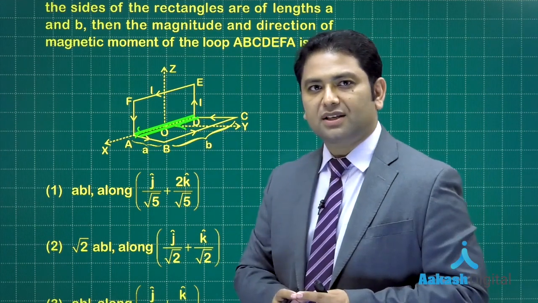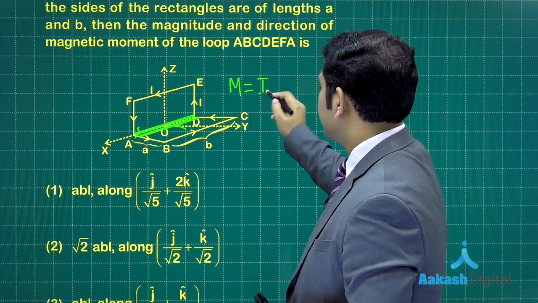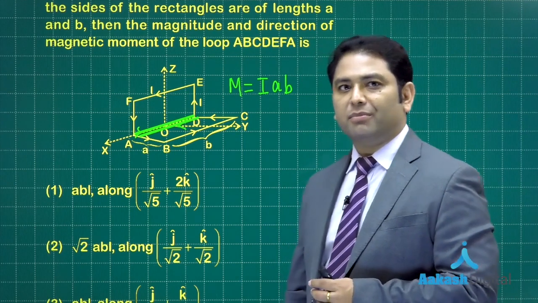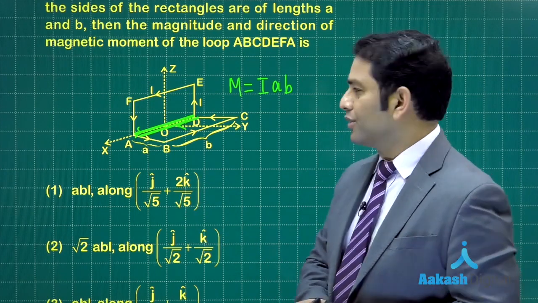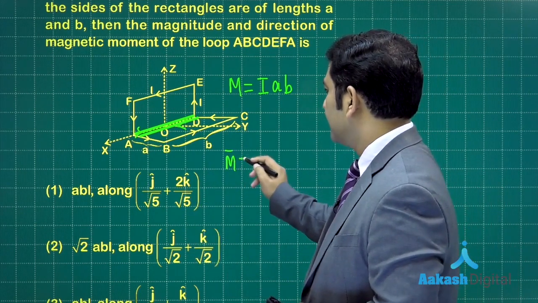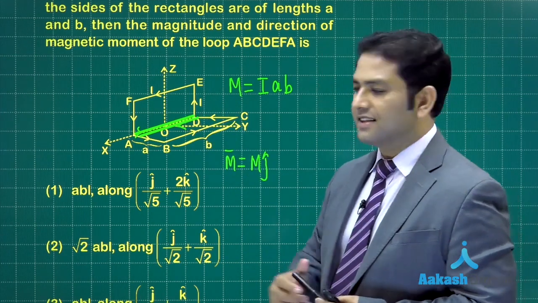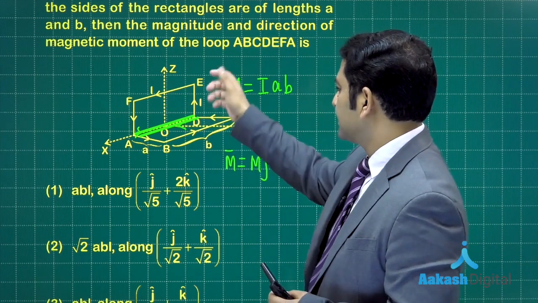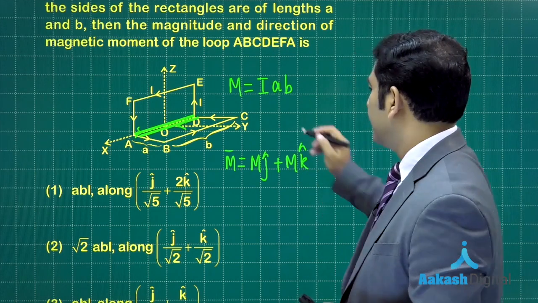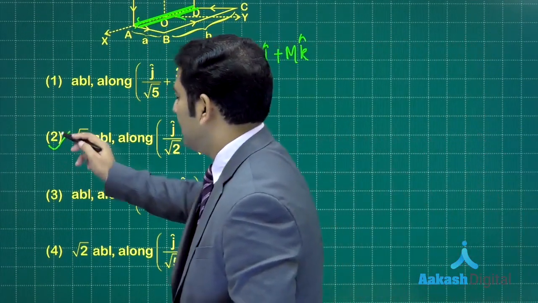So there are two loops. Both have the same magnetic moment in terms of magnitude, right? So that's going to be I into AB. That will be the magnitude of the magnetic moment. We need to write the vectorial form, and you can use the right hand thumb rule. So the total M vector is going to be M j cap for this one lying in the XZ plane, and for this lying in the XY plane, that would be M k cap. So here is the magnitude. You can solve it and you would see you would be getting option number 2 as the correct one.